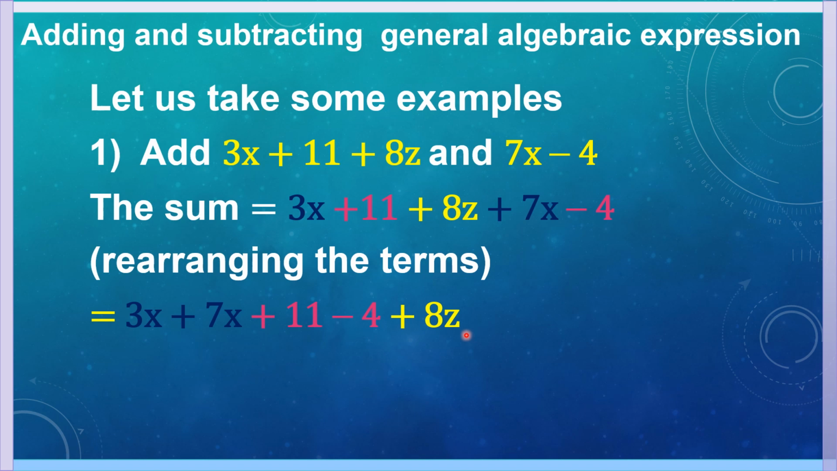We can write it as 3x plus 7x is equal to 10x. 11 minus 4 is plus 7, because the greater number 11 has a plus sign. Therefore, 11 minus 4 is plus 7. Now the single unlike term 8z will remain as it is. Therefore, the sum is equal to 10x plus 7 plus 8z. Now we cannot simplify further because these are unlike terms. This is our final answer.